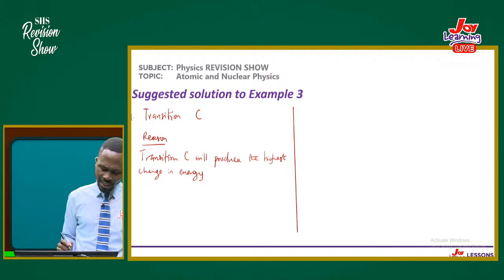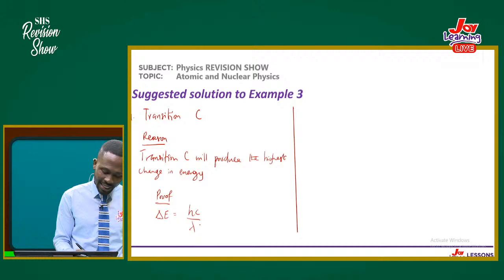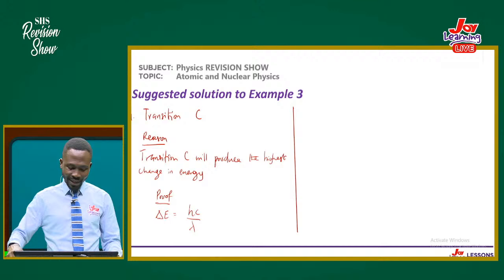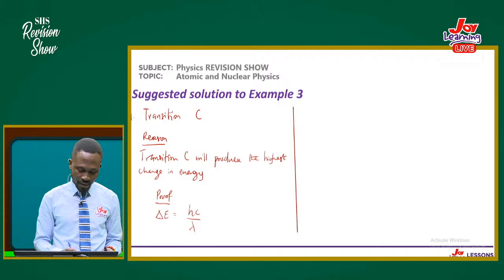So what has the change in energy got to do with the wavelength? Then we go to our formula. Our formula says, so what is our proof? You don't need to prove this in the exams, but because you are learning, you need to know. It says that the change in energy is equal to hc on wavelength. Okay, Joseph. Hello, Joseph. Hello, sir. Yes, Joseph, you're back again. Okay, sir. Please, can I state, I want to prove the reason why the transition C will produce the highest energy. Perfect. Let's go ahead.